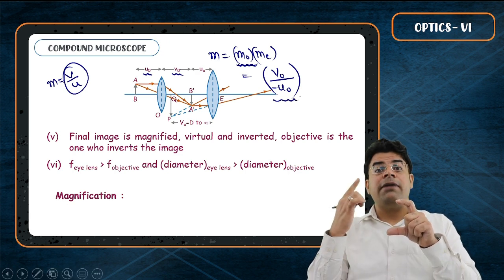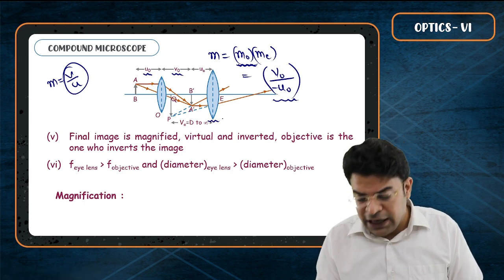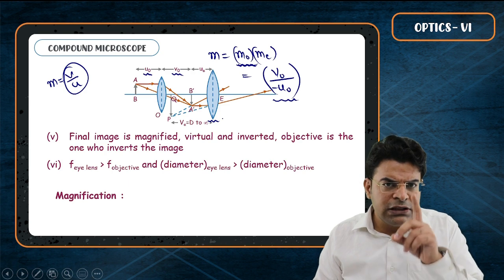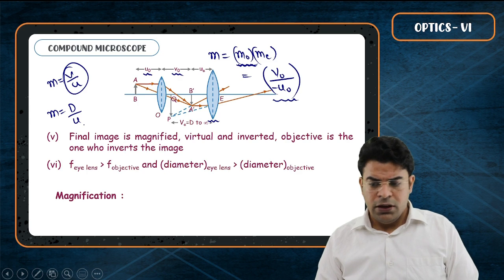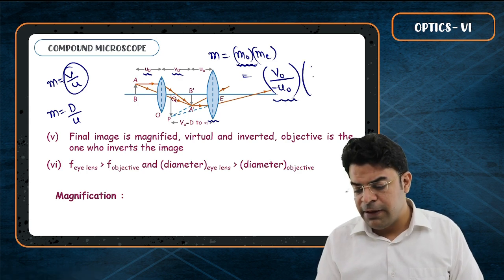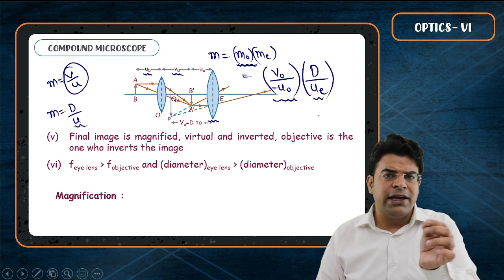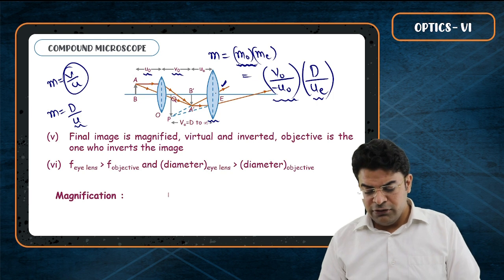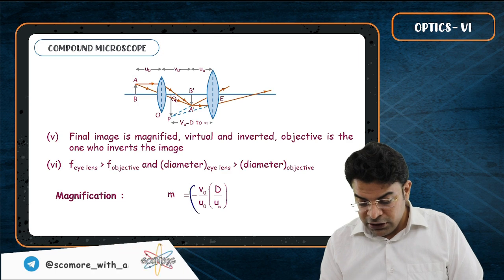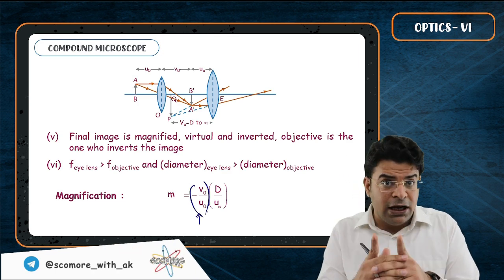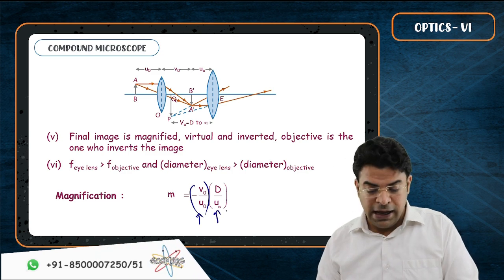Multiply it with the magnification by the eyepiece. I have told you to think of this eyepiece as your simple microscope. For a simple microscope, the magnification is given by D by u. So here you can write the magnification to be D by u_e, writing u_e because we are taking the distance from the eyepiece. So the magnification is minus v naught by u naught into D by u_e. The quantity minus v naught by u naught is the magnification done by the objective, and D by u_e is the magnification done by the eyepiece.